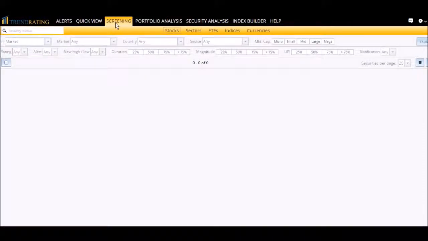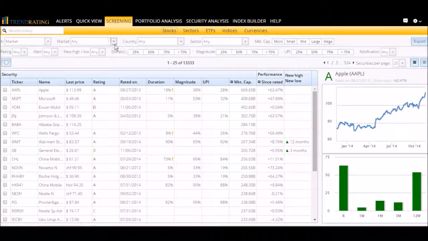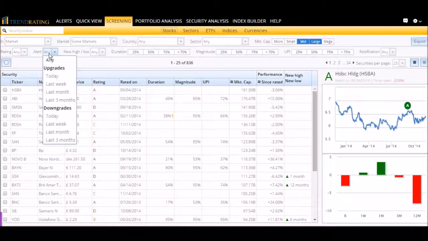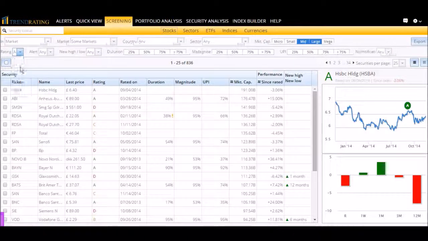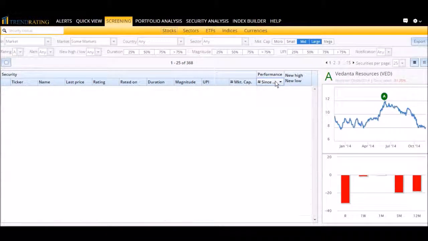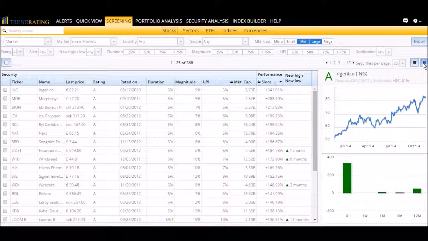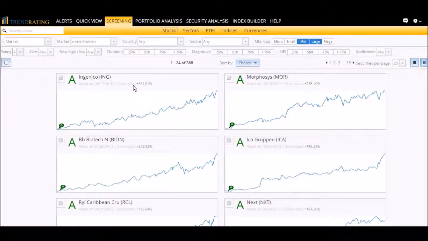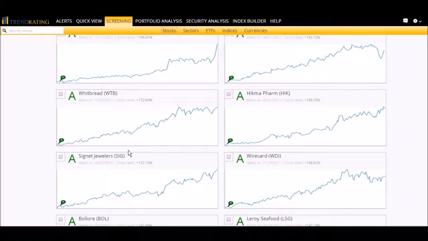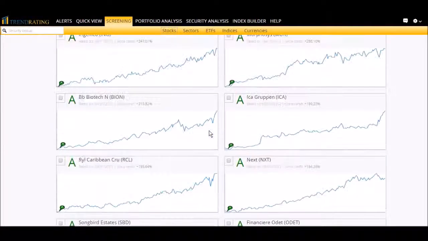Another task that the system supports is screening. Let's assume I'm a fund manager investing in Western Europe, focusing on only large and mid-cap stocks. And if I'm looking for strong stocks, I'm going to select only those that have an A rating. What we get is a list of stocks in Europe that received an A rating according to trend rating in the past. If we look at the graphs, we see that some of them are quite old, some 2 years or older, with spectacular performance, and others are more recent.